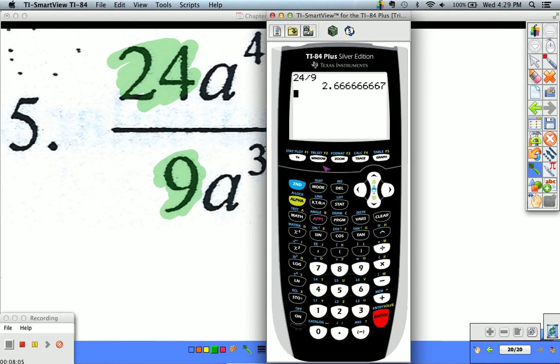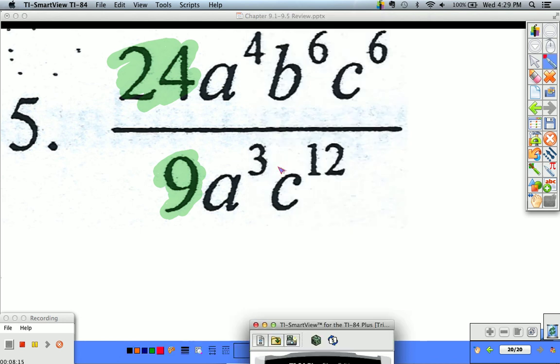Always, always, always trying to clean up the top and clean up the bottom before we move to the next step. So on top we can rewrite that as 8a to the 1st, b to the 6th, c to the negative 6th. On bottom we have a 3. So we've divided everything we can divide. It looks like we're in pretty good shape except for one thing. We said that if we ever have a negative exponent, then we need to do something about that.